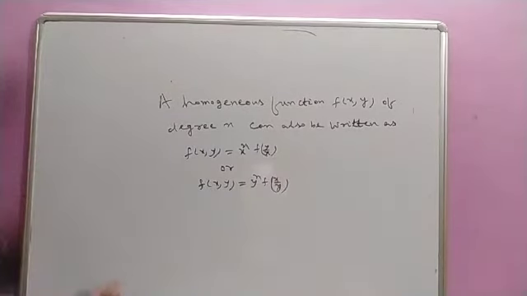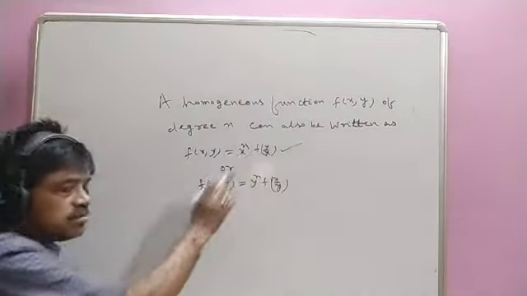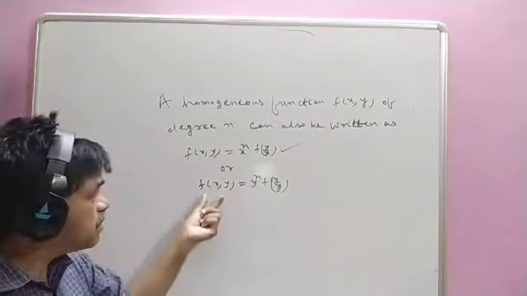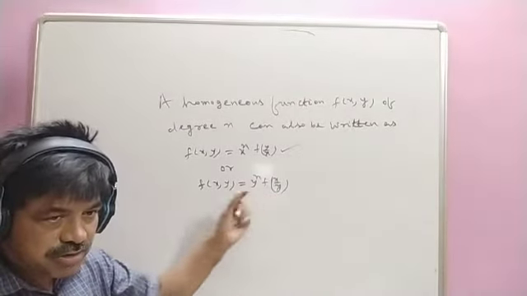So that means if the form is like this, listen to me. If the form is f(x,y) = x^n into function of y by x, you can say it is a homogeneous function of degree n. Or f(x,y) = y^n into f of x by y, a function of x by y.